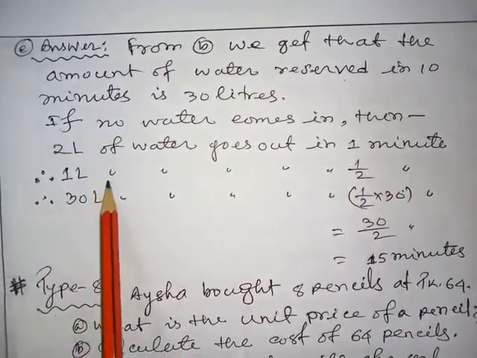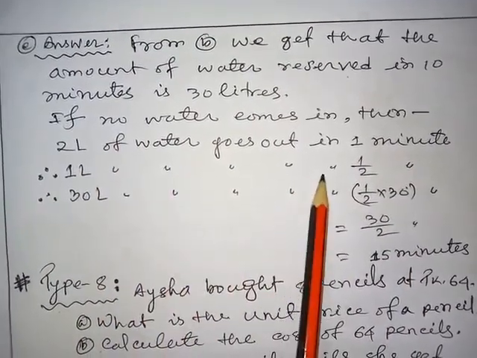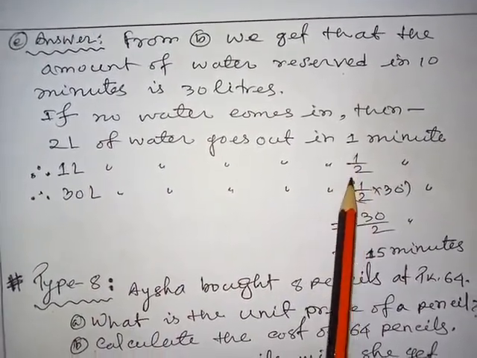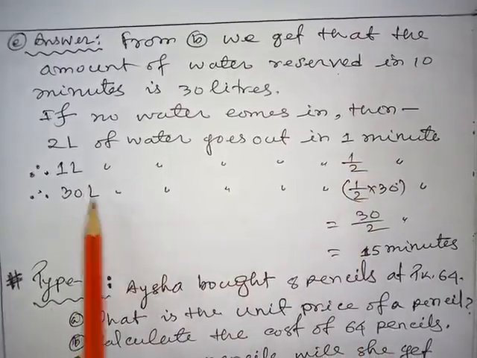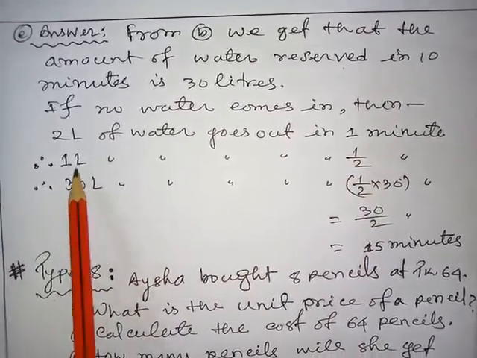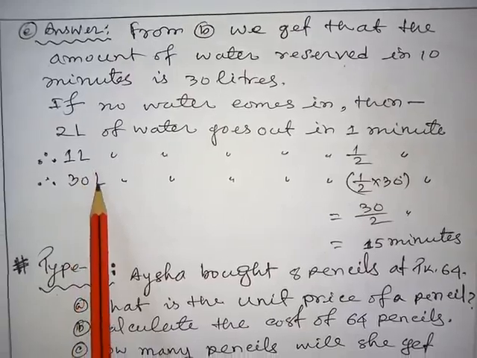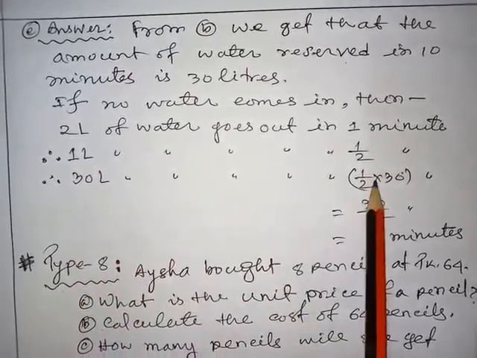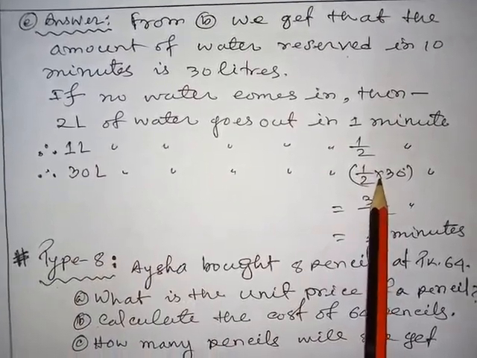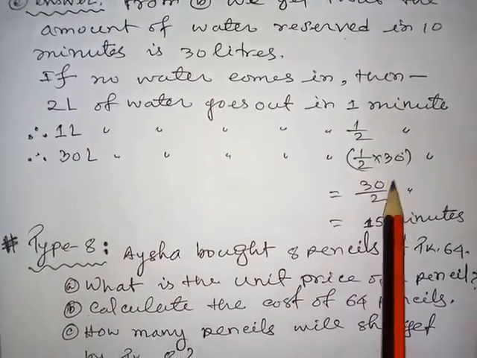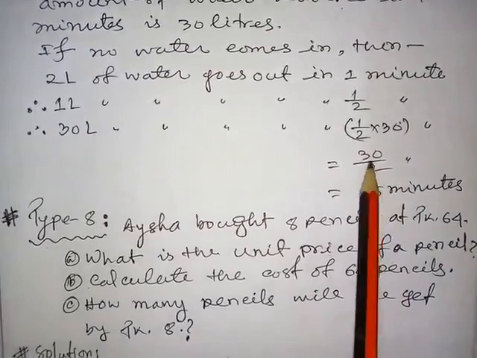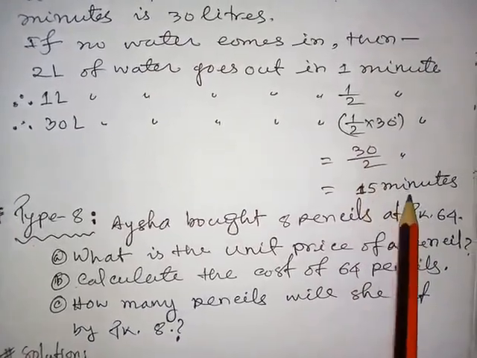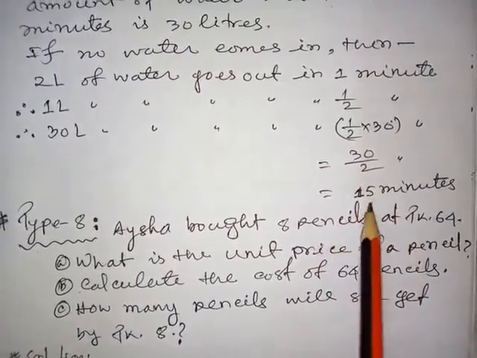So 1 liter of water goes out in less time. That means half, 1 divided by 2. So if I take 30 liters against 1 liter, then I am taking more water, so it will take more time to go out. So we have to multiply. So half multiplied by 30, that means 30 divided by 2. And if we divide, we will get 15 minutes. These are type 7 creative questions.